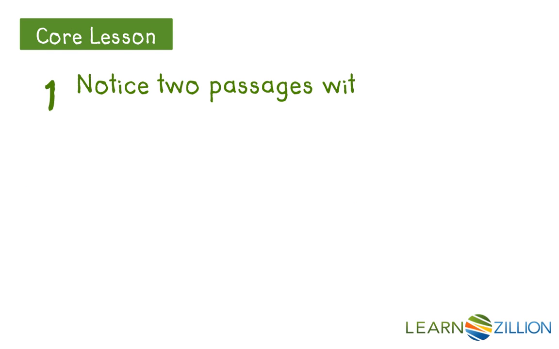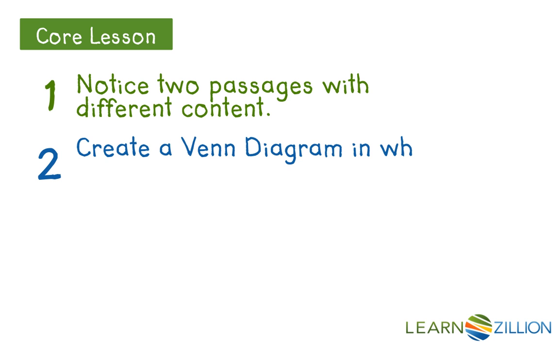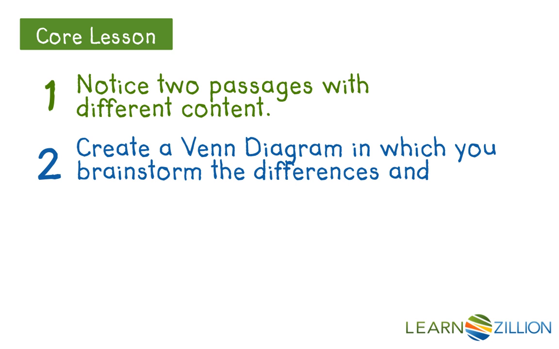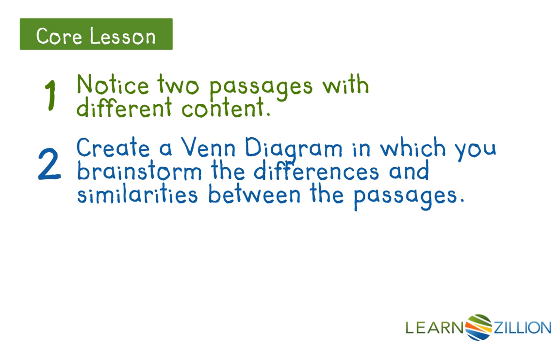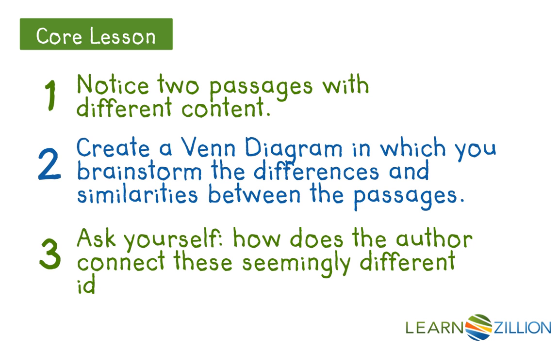Step 1. Notice two passages with different content. Step 2. Create a Venn diagram in which you brainstorm the differences and similarities between the passages. Step 3. Ask yourself, how does the author connect these seemingly different ideas?